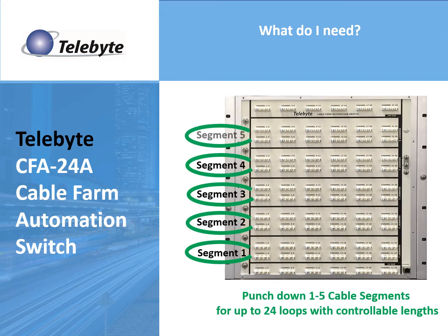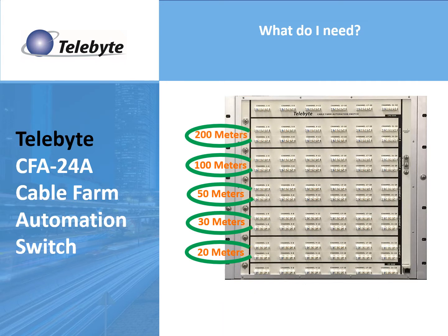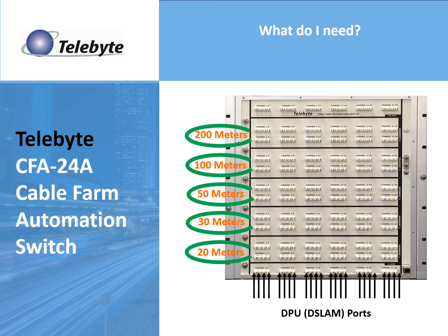Each segment is created by punching down the tip and ring ends into punch-down blocks. The length of each cable segment determines which lengths can be formed for a given channel. These lengths are included or excluded programmatically to form the different loop lengths. The CPE devices and DPU or DSLAM ports are punched down into the top and bottom connectors on the switch.